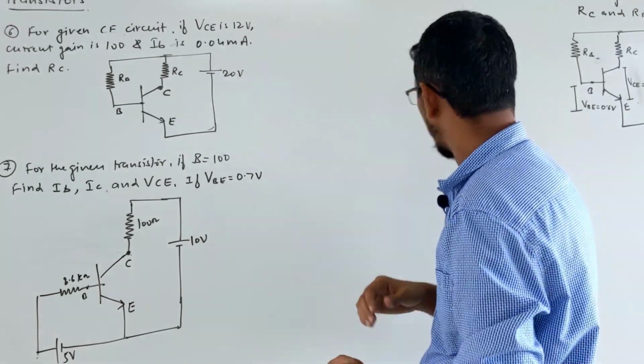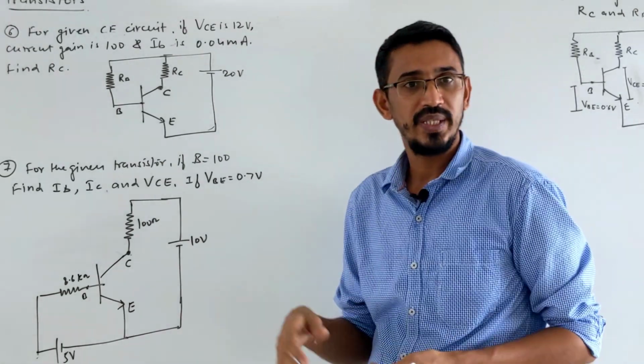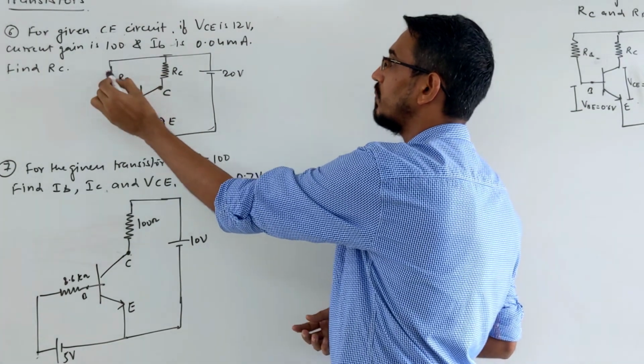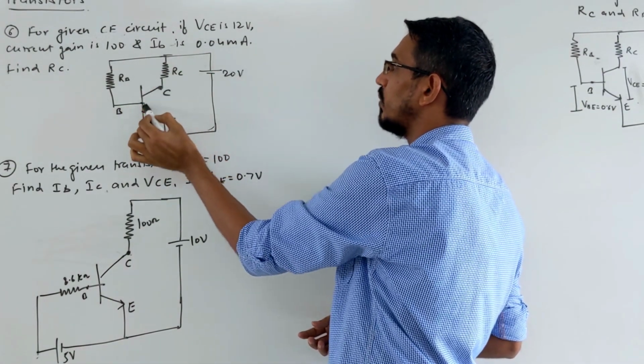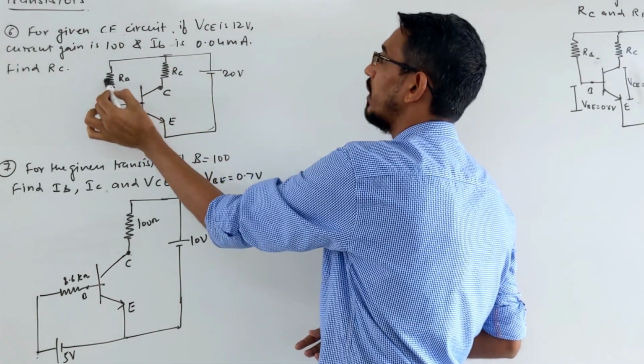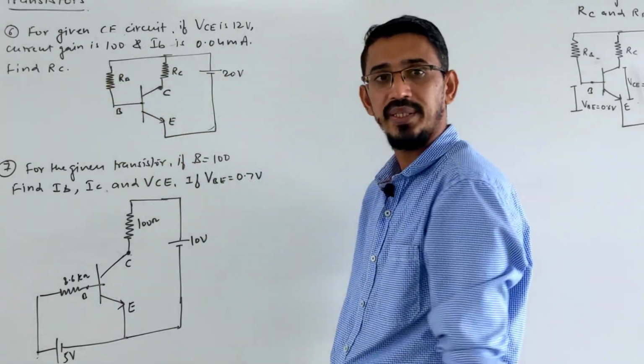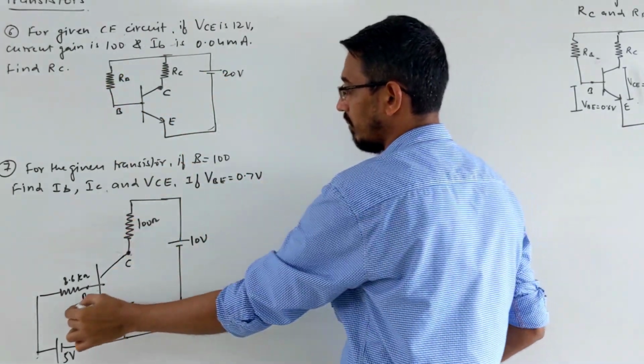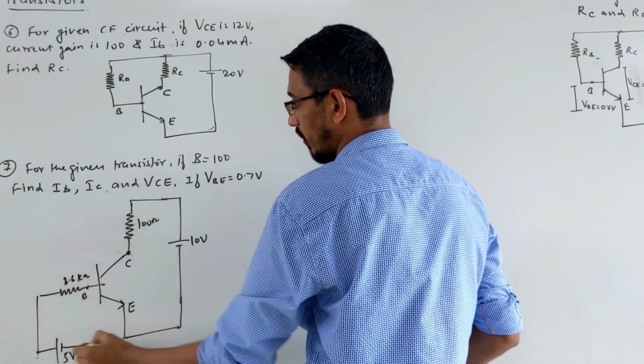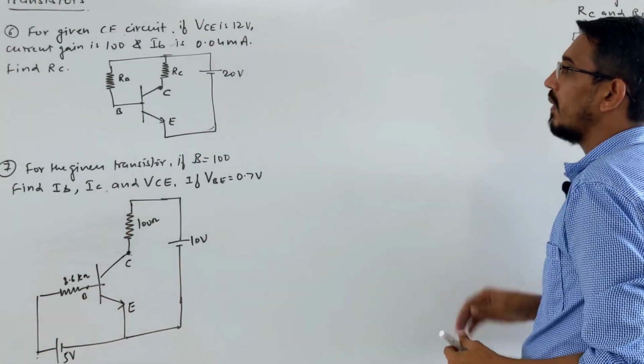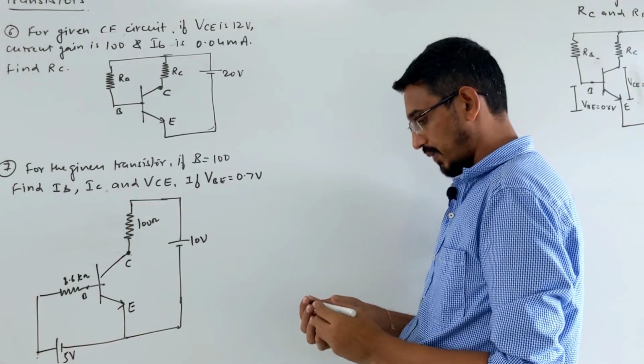So here in all questions there will always be 3 loops. One is the input loop, this loop. One is the output loop, this loop. And one is a big loop, where you can take input and output both together. Same here: input loop, output loop, and the big loop. Okay, let's start solving, we'll understand what we have to do.